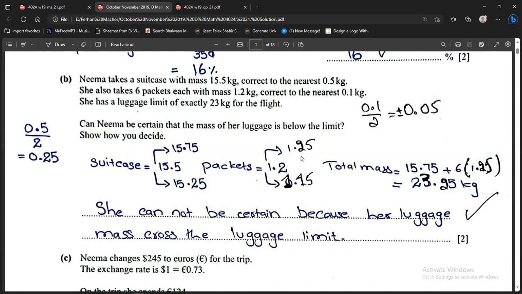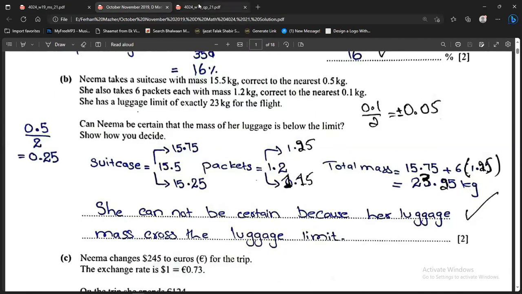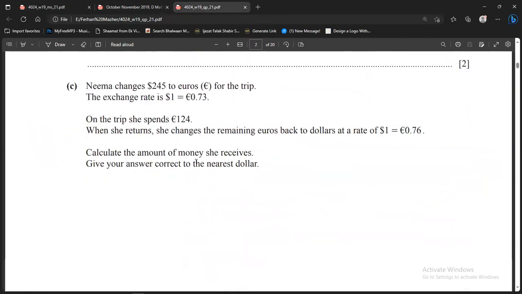So you see, we have taken the upper bound of the mass of the suitcase and the mass of the packets, and the total mass has crossed the limit of the luggage. So she cannot be certain because her luggage mass crosses the luggage limit. So that is our answer. So no, the maximum possible mass is 23.25 kg. This is the same answer which I have given here. Okay, so we are going to the third part.